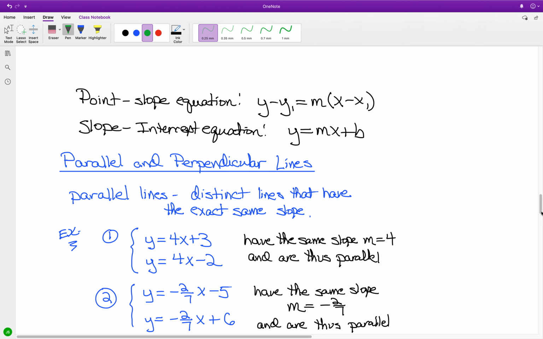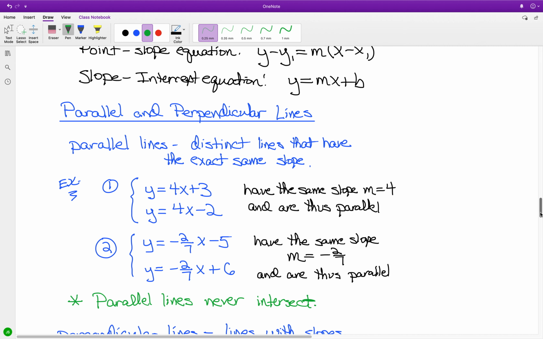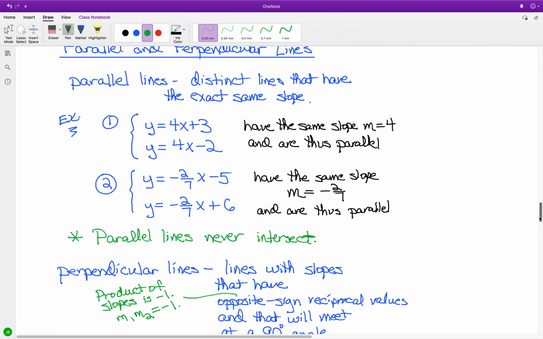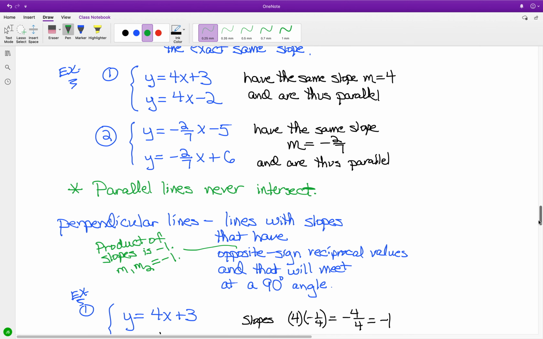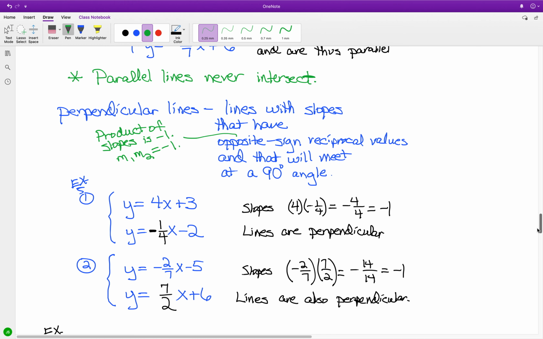Now regarding perpendicular lines: since parallel lines head out in the same direction and are distinct from each other, they are never going to intersect. In the case of perpendicular lines, we're going to have another story. Instead of having the same slope, perpendicular lines are going to have slopes whose values have an opposite sign reciprocal relation. Another way of wording this is that the product of the slope values will be -1. And in terms of how they behave, where parallel lines will not intersect, perpendicular lines, on the other hand, are going to meet or cross each other at a 90-degree angle.